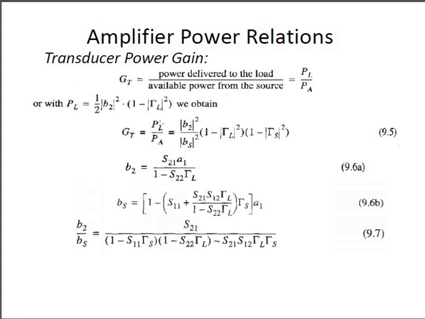So transducer power gain is equal to PL by PA, that is equal to B2 squared by BS squared of 1 minus gamma L squared into 1 minus gamma L squared. It is equation number 9.5. It is the transducer power gain.